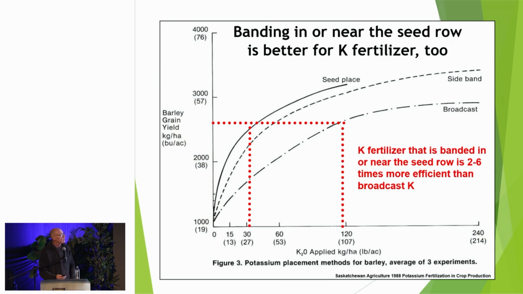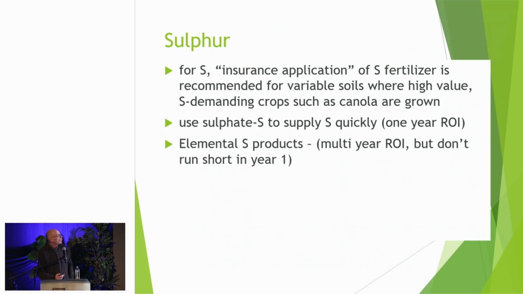This is with barley in Saskatchewan, but looking at the yield increase of barley and added potassium here, depending how the potassium is applied, if it's seed placed or side banded, you get great yield response to modest rates. To get that same type of yield response to broadcast, we're needing, in this case, 4 times as much. So make sure that if you're needing potassium and you're not going to be building with the broadcast, that banding can be an efficient way to go.